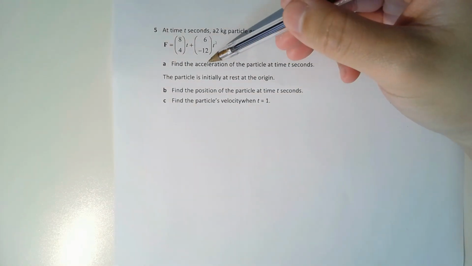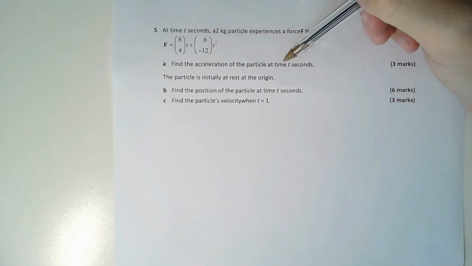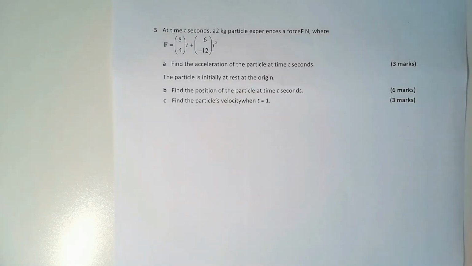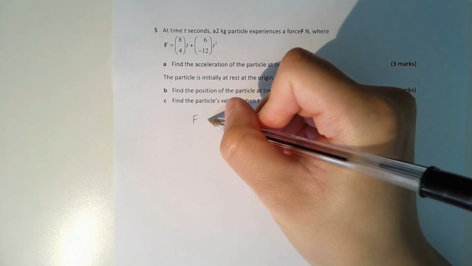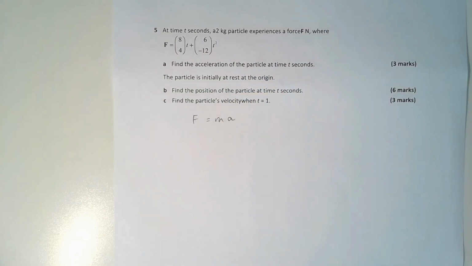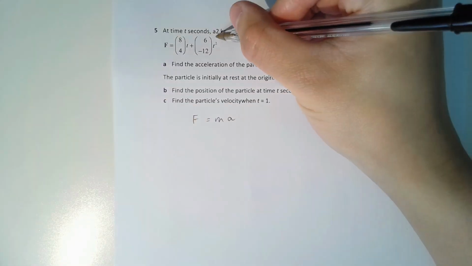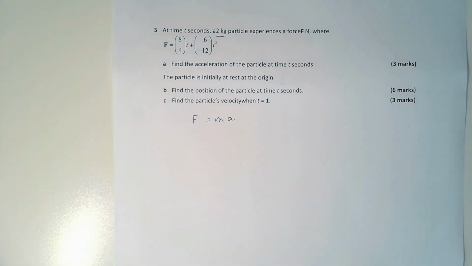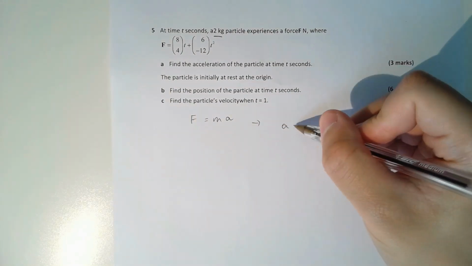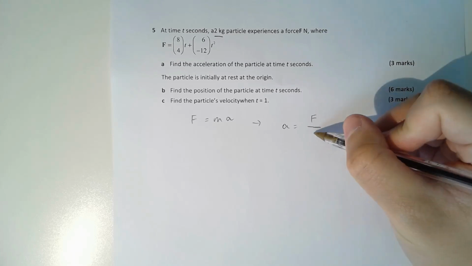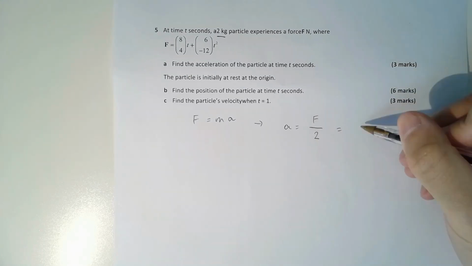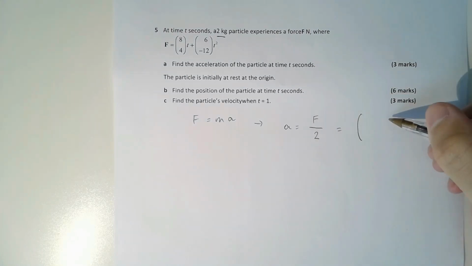Find the mass. Find the acceleration of a particle at time t. First of all, based on Newton's second law, F equals ma. 2 kilogram is a keyword. So we carry on: a equals F over 2. Therefore, every single component must be divided by 2.